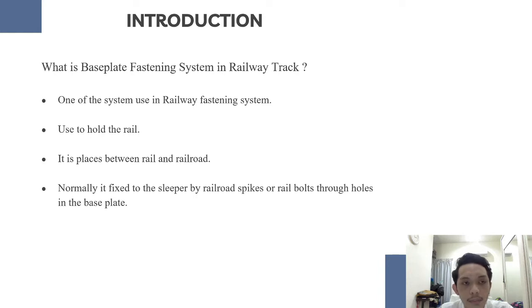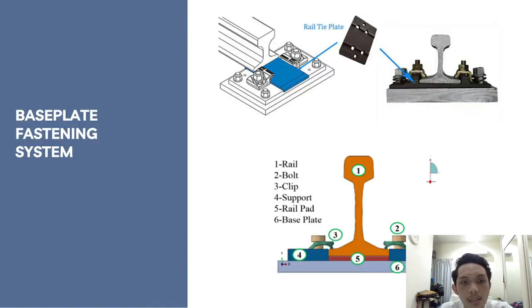And to be specific, it is placed between the rail and railroad, which is normally fixed to the sleeper by railroad spikes or rail bolts through holes in the base plate. So as you can see on the diagram, there is a numbering in the diagram. The first number is rail and second is bolt.